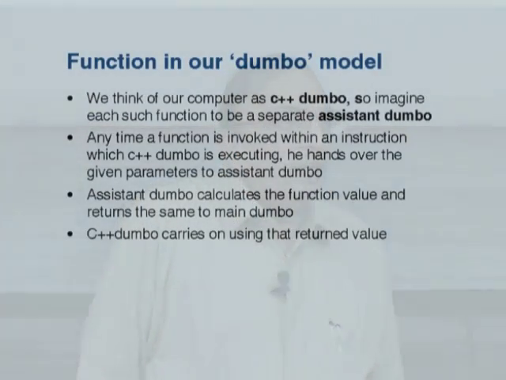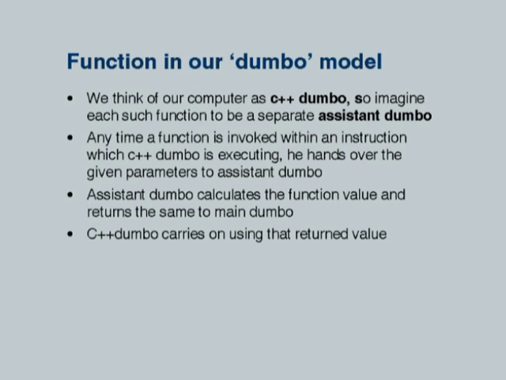So let's go to the next slide and see this function in the context of our Dumbo model. As far as we are concerned, our computer is a Dumbo. But we have been calling him C++ Dumbo. In actual practice, if we want to abstract the computer by a model comprising a Dumbo, then we must imagine several assistant Dumbos. In fact, when we say C in and C out, instructing Dumbo to get some values and put some values out, we are actually saying in an abstract fashion as if the C++ Dumbo has an assistant Dumbo which does input-output. In exactly the same fashion, we can imagine that every function is a separate assistant Dumbo.